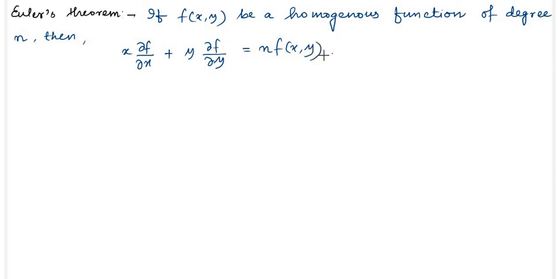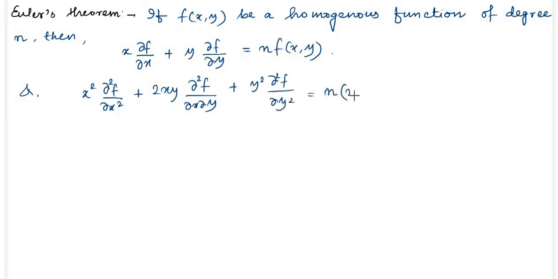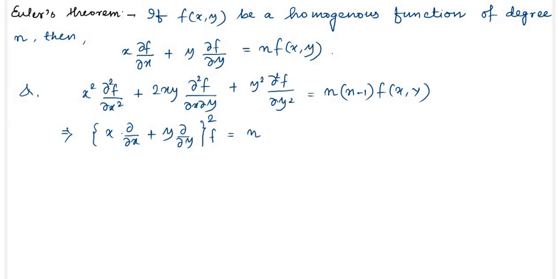And for higher derivatives, it will be like this: x square del two f del x square plus 2xy del two f del x del y plus y square del two f del y square is equal to n into n minus 1 into f(x,y). We can write this as (x del del x plus y del del y) whole square of f is equal to n(n minus 1) f(x,y). We can proceed similarly for third order, fourth order.